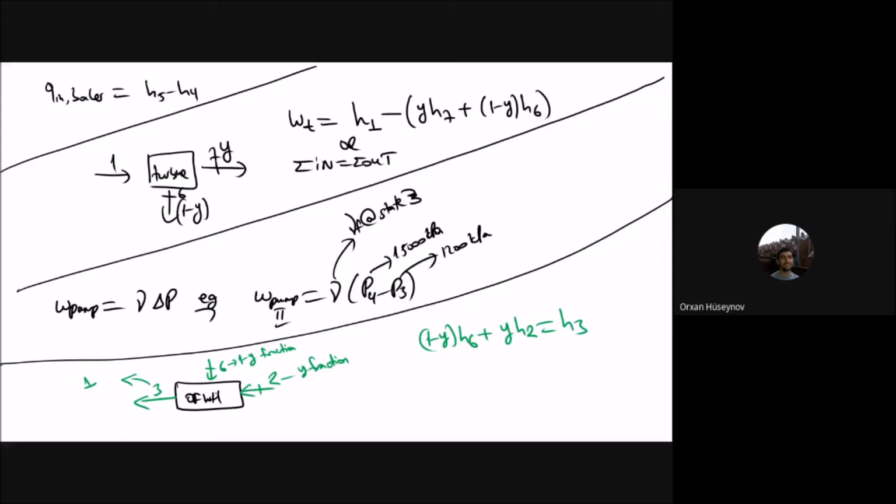Okay, and this one will be the open feed water heater properties. And by using this one, you can find the value of y. Okay, and if you find the value of y, you can replace it back to here and find the pump work and turbine work.